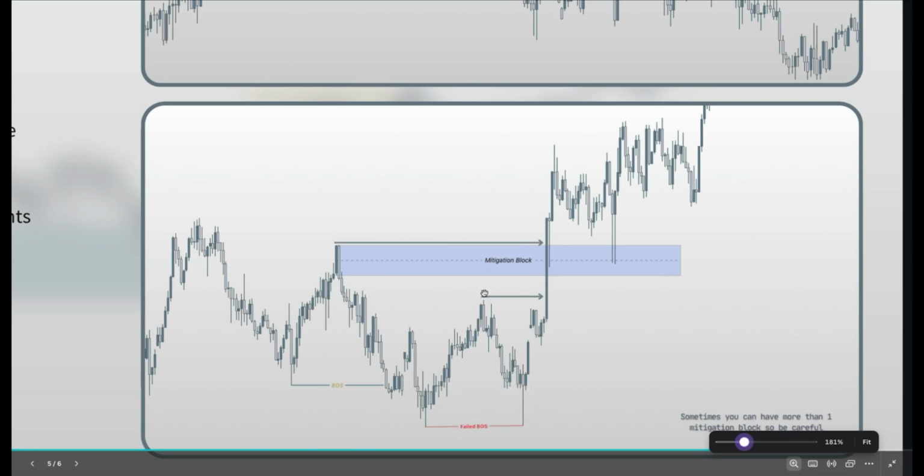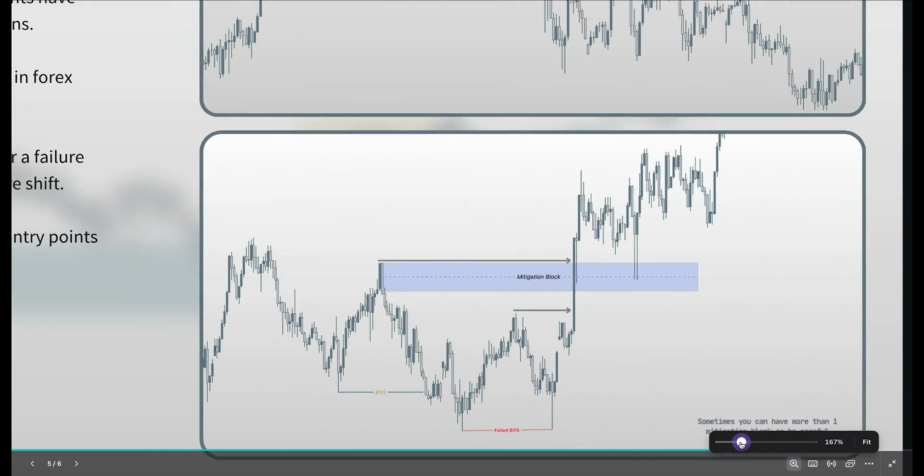Now you can have two changes of character. You could have had one here, and you could have marked up a mitigation block here or here. But I only kept this one up so I wouldn't confuse you guys. But yeah, sometimes you can have two mitigation blocks at once. In this case, this one was a more validated one just because it was more in the equilibrium. But you could have marked this one up here as well, and it would have been just fine. But anyways, price came up, caused a change of character, break of structure here, came up, and then retraced into the mitigation block, and then kept going up, right?